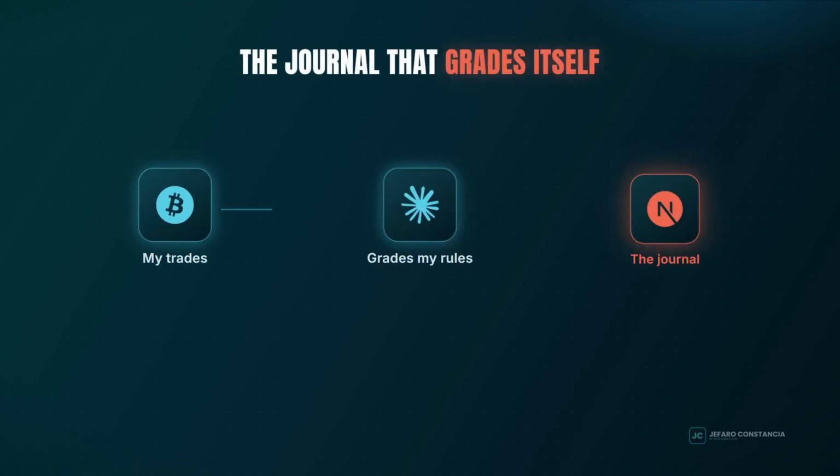Every trader starts a journal, but almost nobody has one 30 days later. My journal writes itself and it tells me when I broke my own rules, whether I'd like to hear it or not. In this video, I'm going to show you an automation that turns my broker account into a self-writing journal that also grades itself.